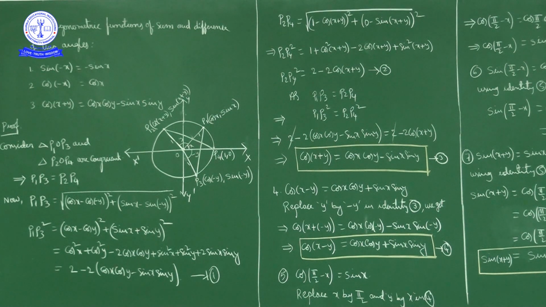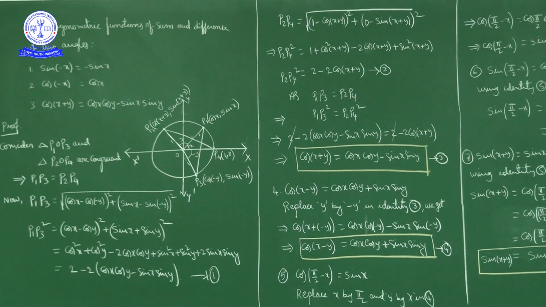Next, the third one, cos of x plus y. Now here is the sum of two angles x and y. The cos of x plus y formula is cos x cos y minus sin x sin y. This formula alone we will prove, and the remaining formulas we will derive from it. From cos of x plus y we will derive cos of x minus y, sin of x plus y, and sin of x minus y.